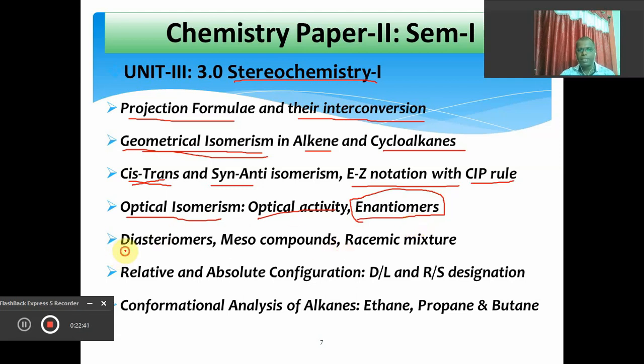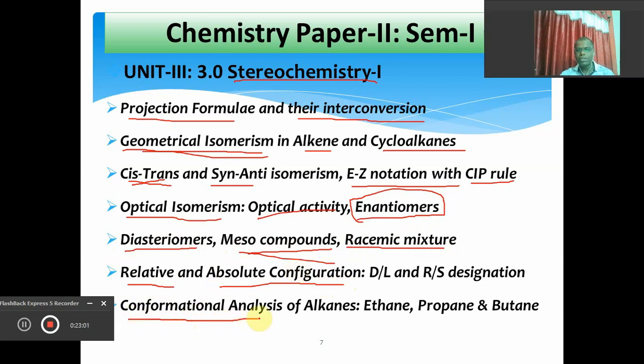Again, what is meant by diastereomer and meso compound, and what are their properties or features, and what is a racemic mixture? How can we define relative and absolute configuration, and how can we assign relative and absolute configuration to various molecules? That we will also discuss in stereochemistry.